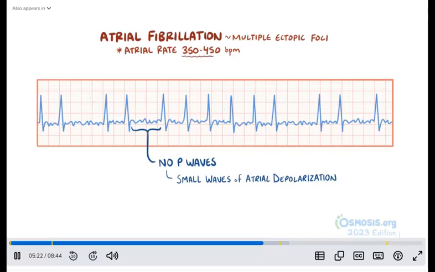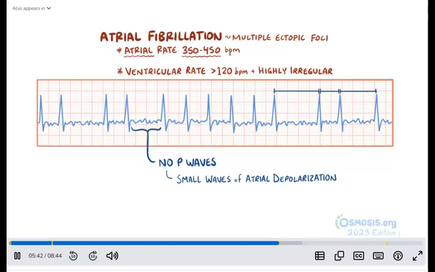Of note, the 350 to 450 beats per minute reflects all the times the atrial foci fire in a minute, and not the rate of the ventricular depolarization. So with atrial fibrillation, the ventricular rate is much lower than the atrial rate, but still over 120 beats per minute, and highly irregular, meaning that the distance between the QRS complexes is not equal.